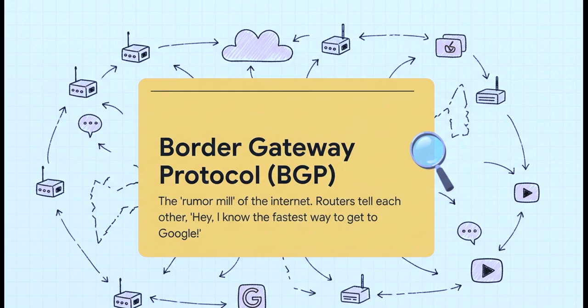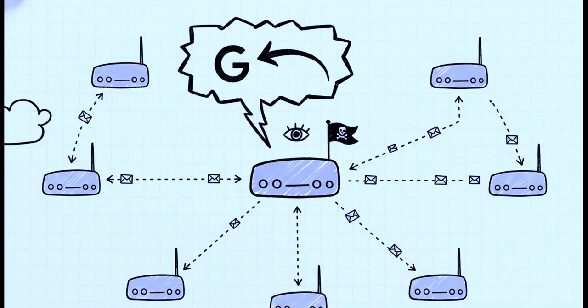There's no single official map. Instead, the big routers that form the backbone of the internet are all constantly gossiping with each other, shouting out, "Hey everyone, I've got the fastest path to Google," or "Send your YouTube traffic through me." So what happens when somebody in that rumor mill lies?